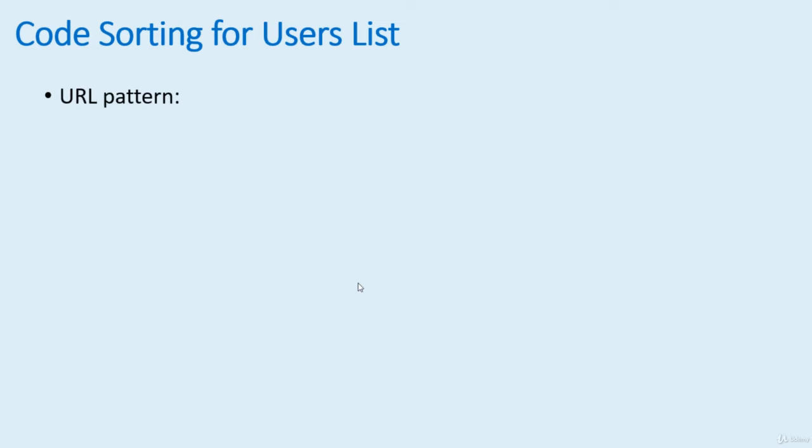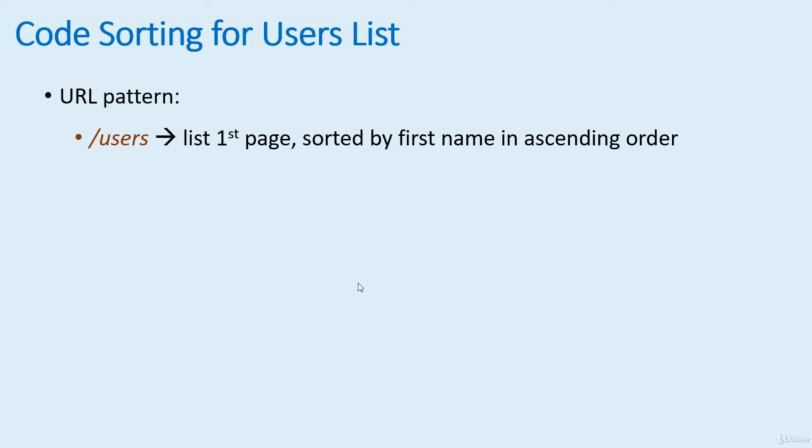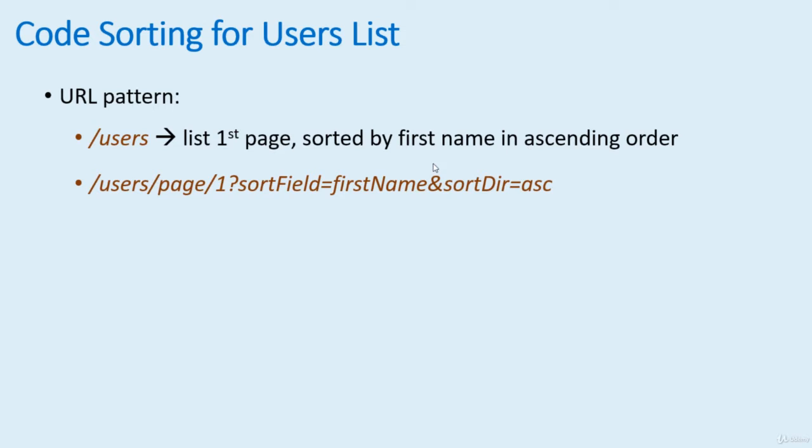Then we need to update the URL as well. For the default URL /users, it will display the first page sorted by first name in ascending order. And we will add two query parameters in the URL: sortField, indicating the currently sorted field name, and sortDir, indicating the sorting order. So this URL means that the first page is sorted by first name column in ascending order.